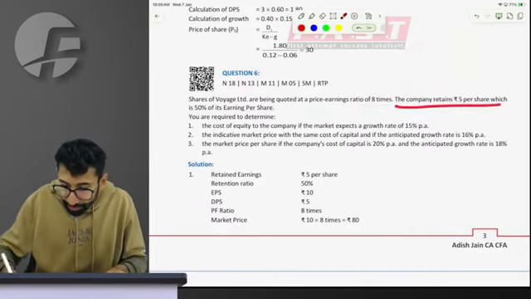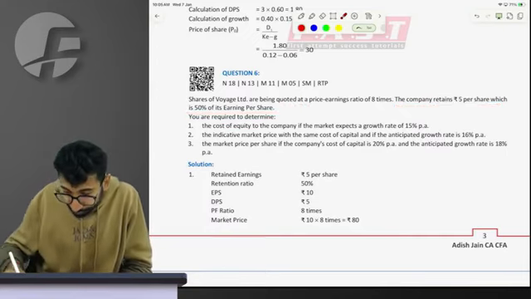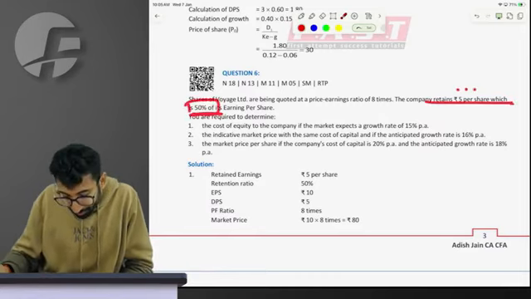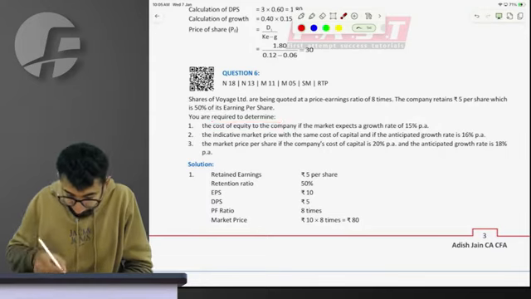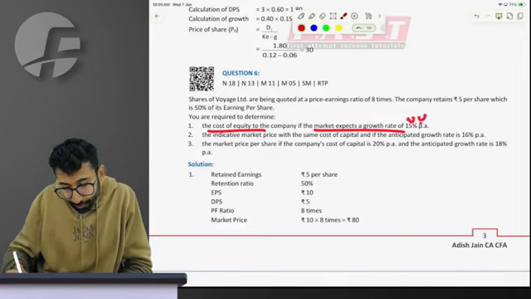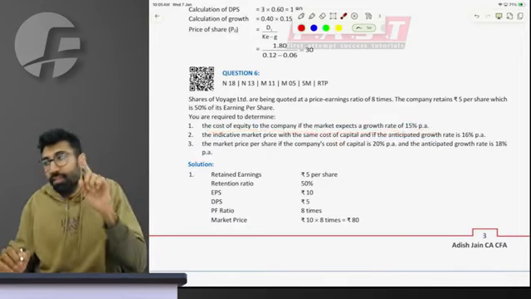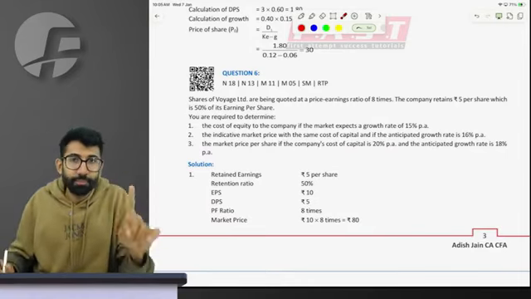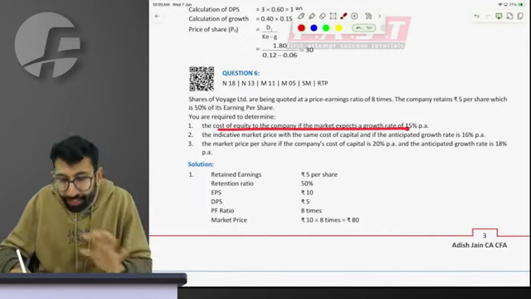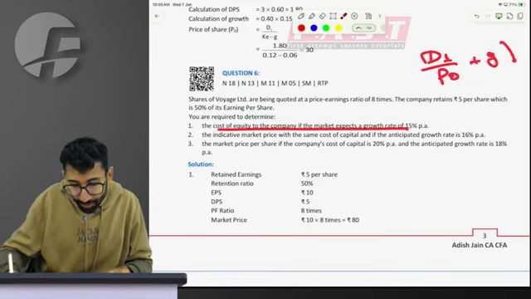Fine, sir. The company retains 5 rupees per share, which is 50% of its EPS. Retention ratio is 50%, which is rupee 5. You are required to determine the cost of equity of the company if the market expects a growth rate of 15%. The first thing you have to calculate is the cost of equity. All of you have learned that the first approach to calculate cost of equity is the RF, RM, beta approach. Do we have the details of RF, RM, beta? No. The second approach is Gordon's model, which is D1 divided by P0 plus G.